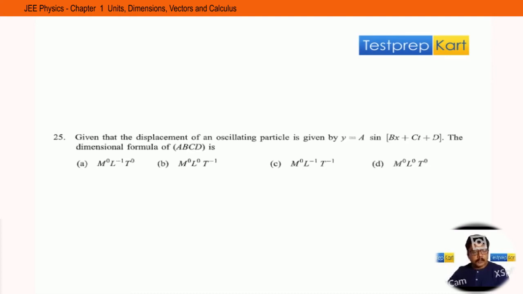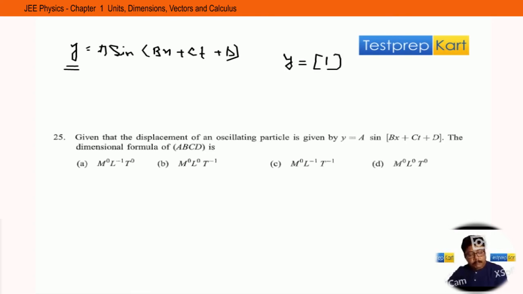That is question number 25. Where y is equal to a sine(bx plus ct plus d). This is the question, right? So based on this question, how will you solve? So y is a phase distance, so the dimensions of y should be L, right? And this is an angle. As a whole, it is dimensionless. So it can be M0, L0, T0.